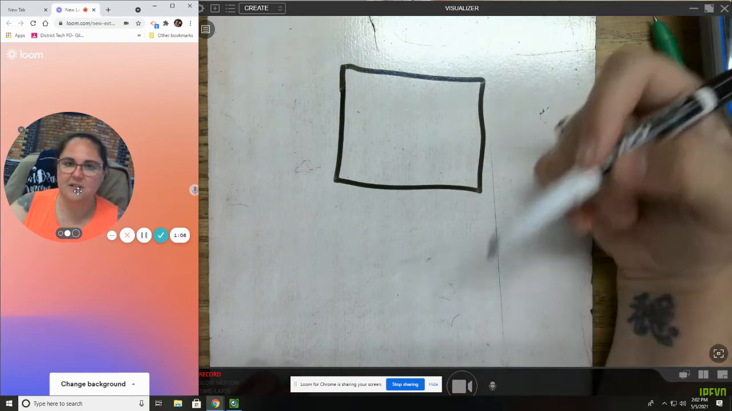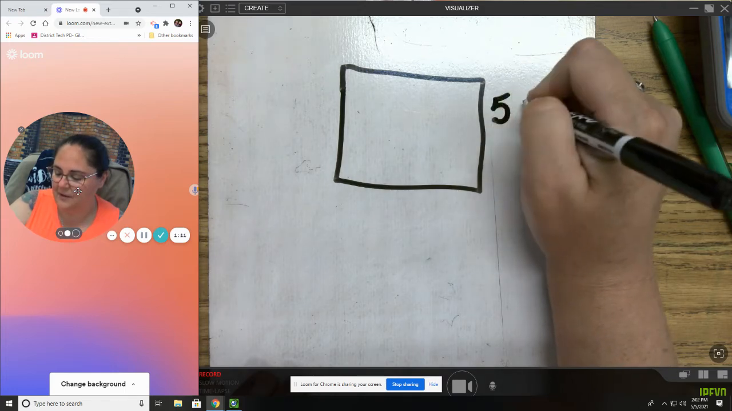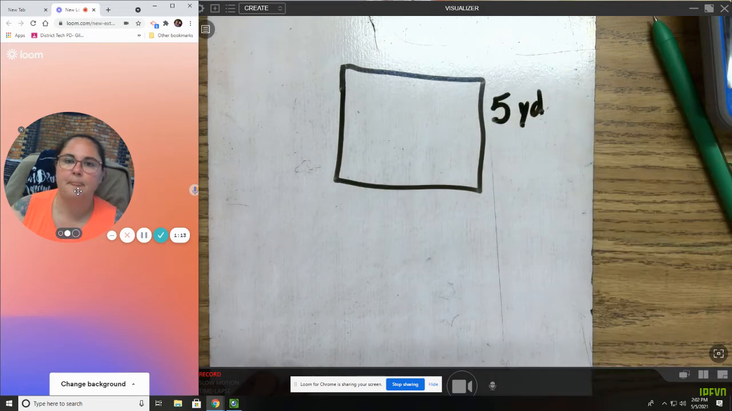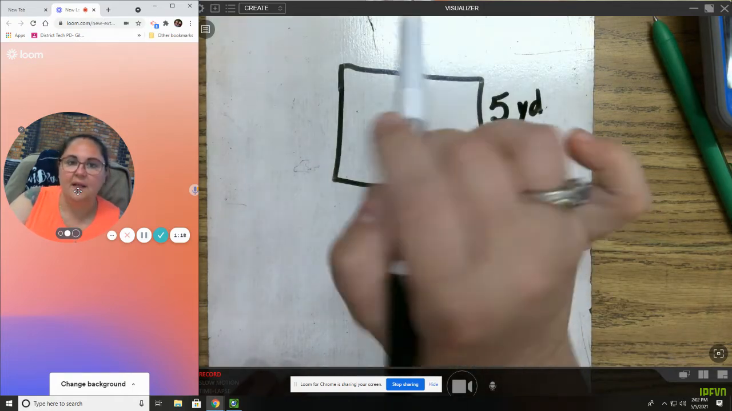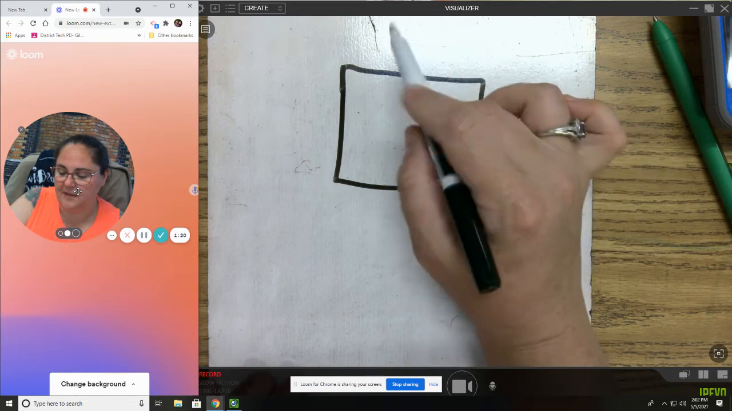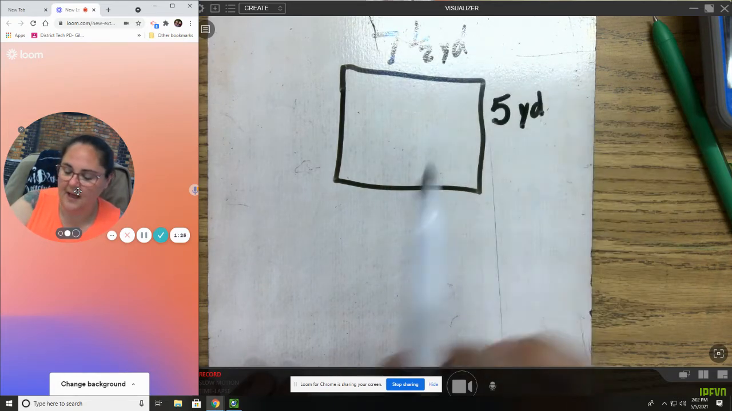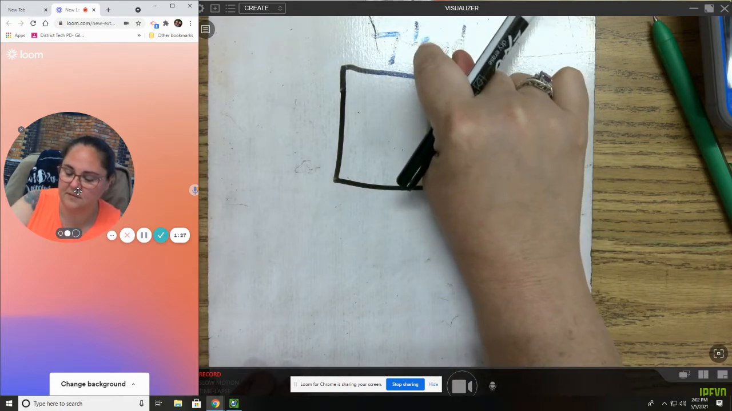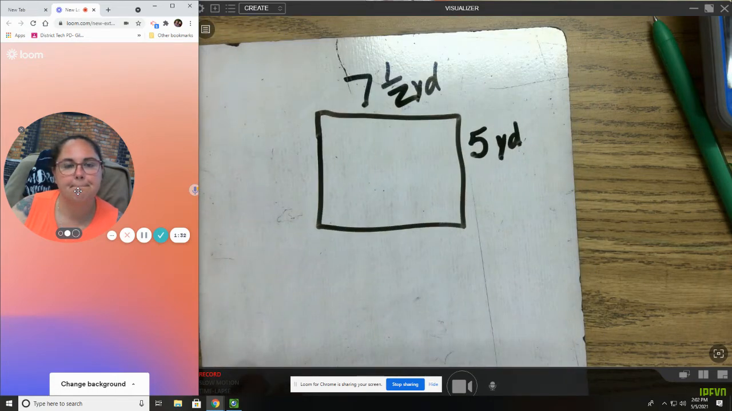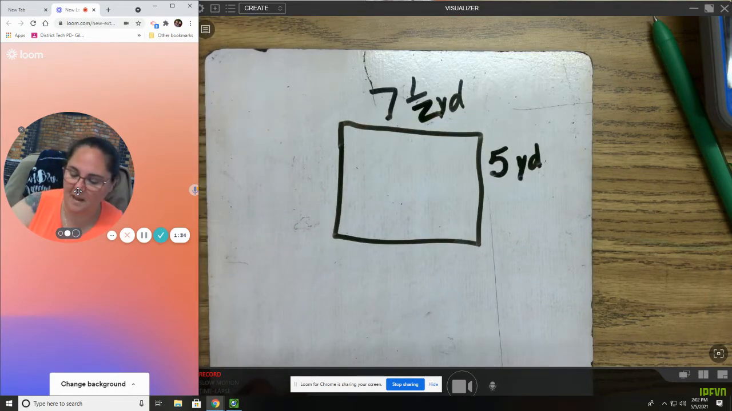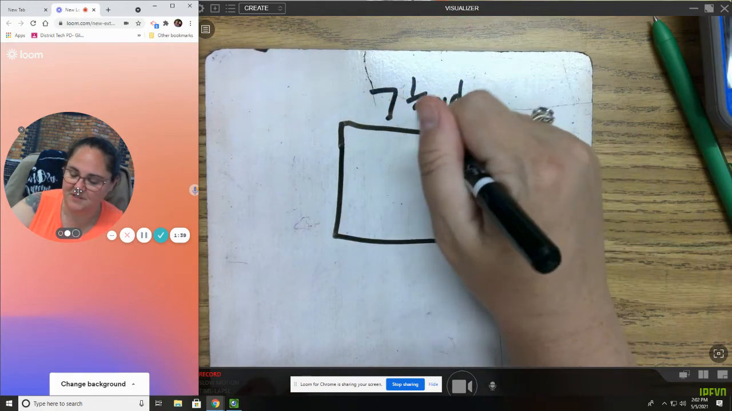So I'm going to start by looking at my yard, and I see that this side of my yard is going to be 5 yards when I measured it. This side that I'm going to use is going to be 7.5 yards. Actually, I lied. Let's do 7 1/3. I'm going to make it easy. 7 1/3 yard.